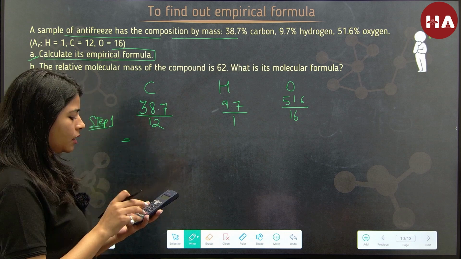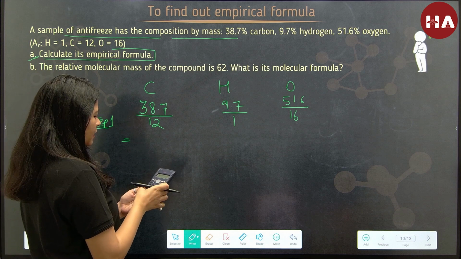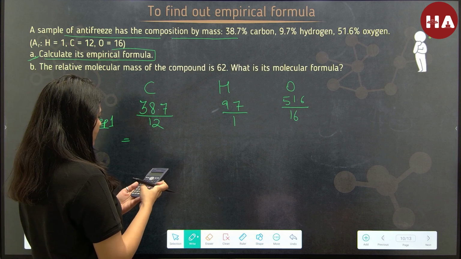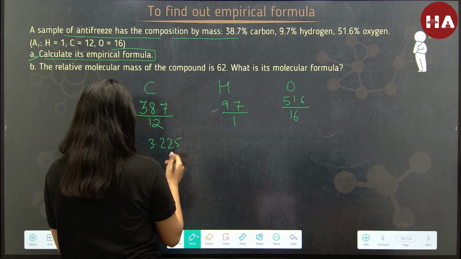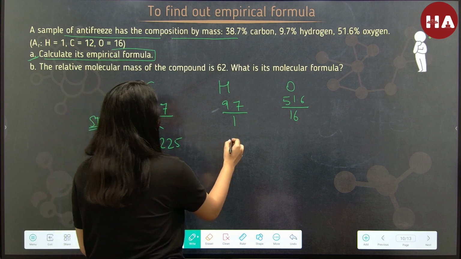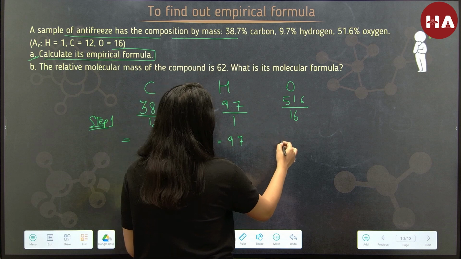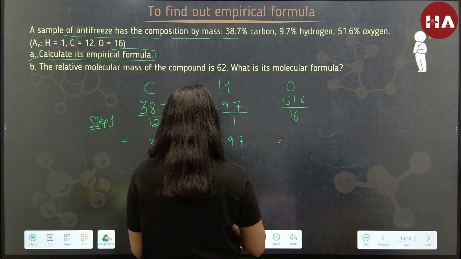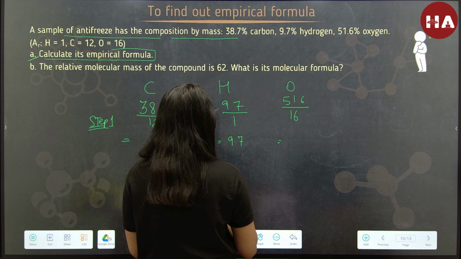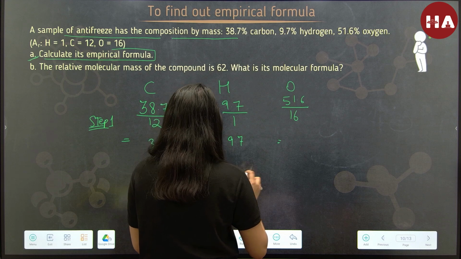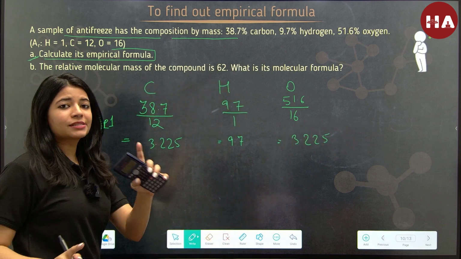Let's find out the answer of each one of them. This is step 1. 38.7 divided by 12 gives you 3.225. Next is 9.7, which will remain 9.7 because dividing anything by 1 gives the same number. Then 51.6 divided by 16 gives again the same 3.225. This was step 1.